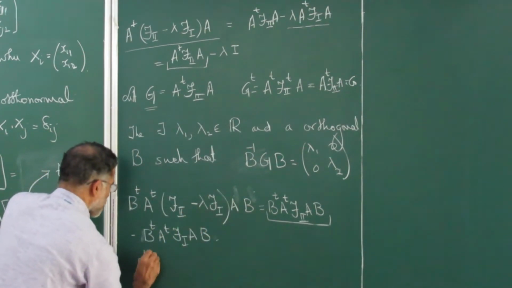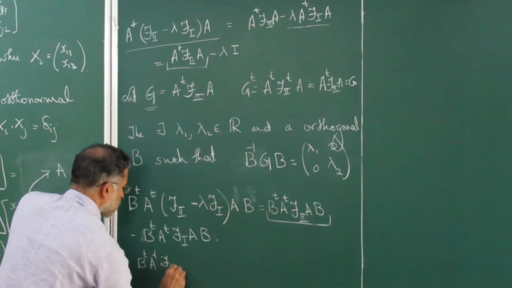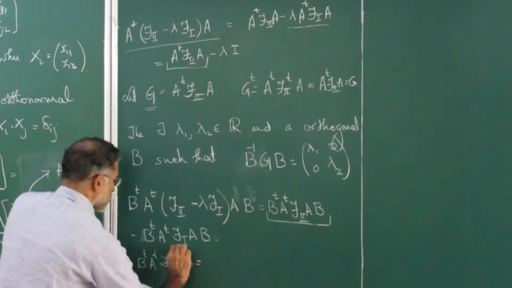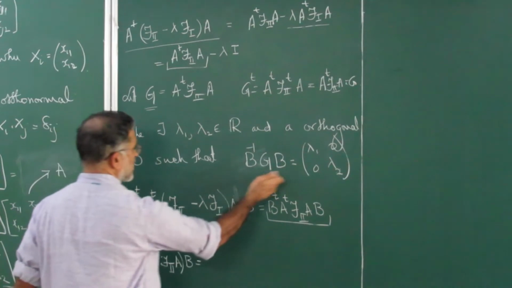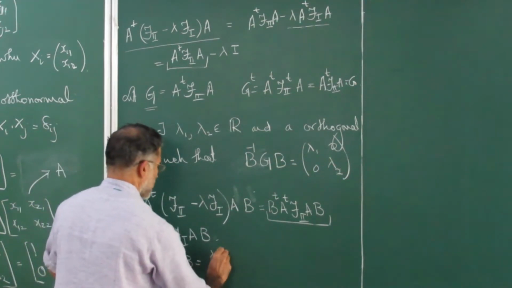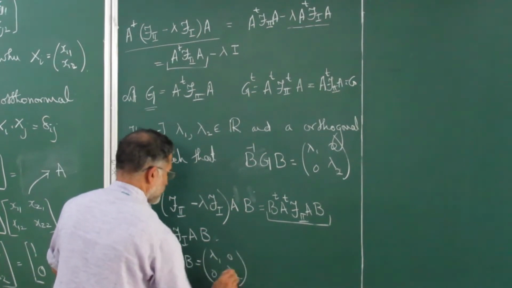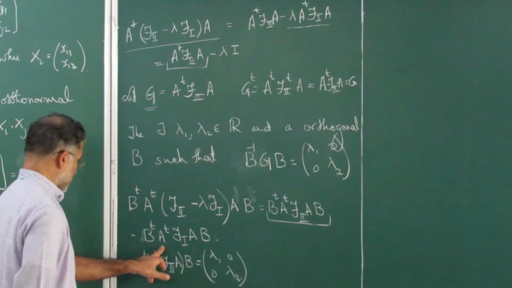So B transpose A transpose F2 AB. This is the same as this, that is G. So B transpose GB is the same as lambda 1, 0, lambda 2, a diagonal matrix. So that's quite simple. What about this guy?